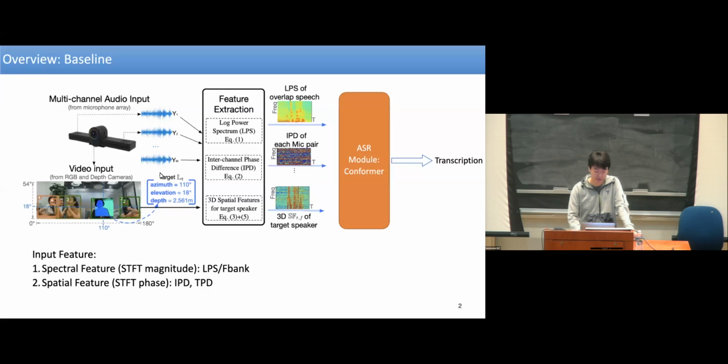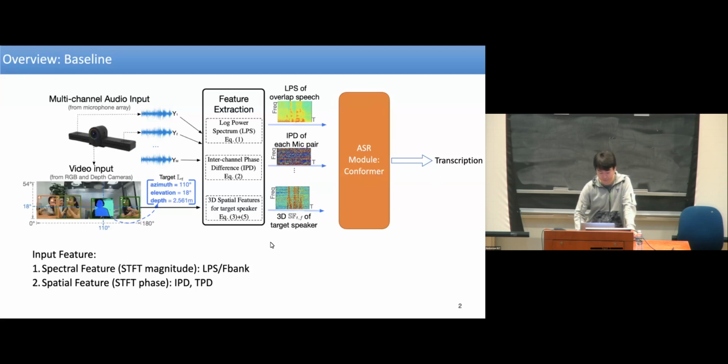The spectral feature is the magnitude from the STFT, and it's the normal feature we have for a normal ASR system, like RIR-SF or F-bank. The other side is something special, which we call the spatial feature, and that is from the phase of the STFT. Here we have IPD and TPD. I will explain more about what these features are exactly in the next slide, but let's keep this in mind. After getting these features, we directly send them to an ASR module. This ASR module is a common ASR module, and the only difference is its input. Along with the RPS of the overlapped speech, we also have the IPD and TPD, and we do the target speech recognition on top of that.